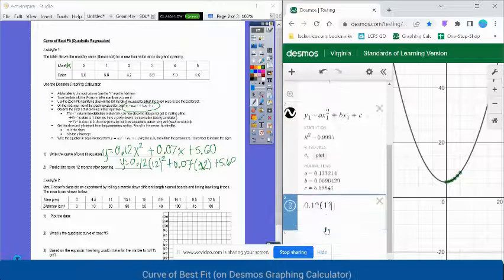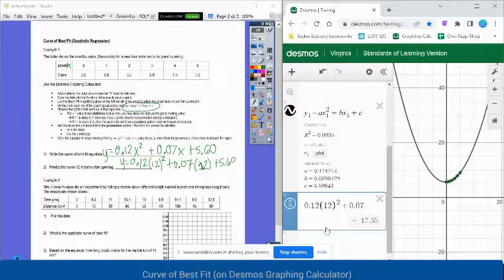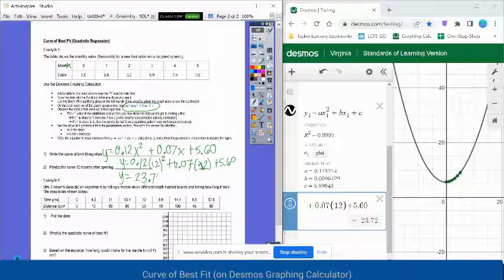We can ask the calculator to handle that for us. So 0.12 is multiplied by the 12 squared plus 0.07 times 12 plus 5.60. And here we are. The sales that we are going to predict for this company would be 23.72. Now, remember again, this was the sales given in thousands. So we're saying that this company might very well be making $23,000 after 12 months in sales.